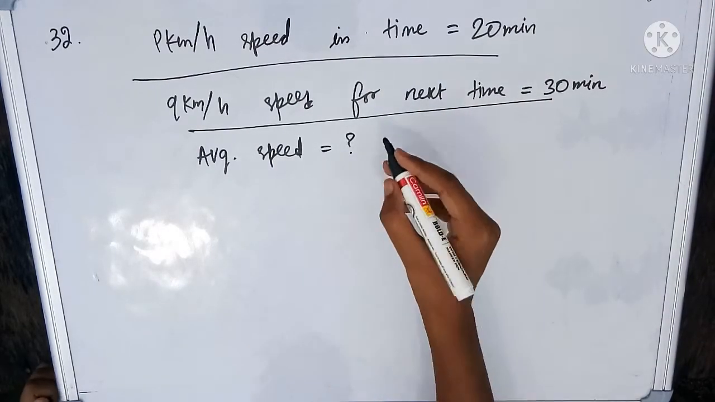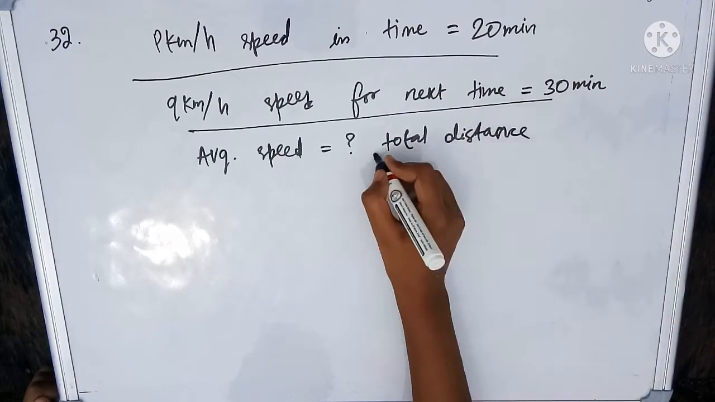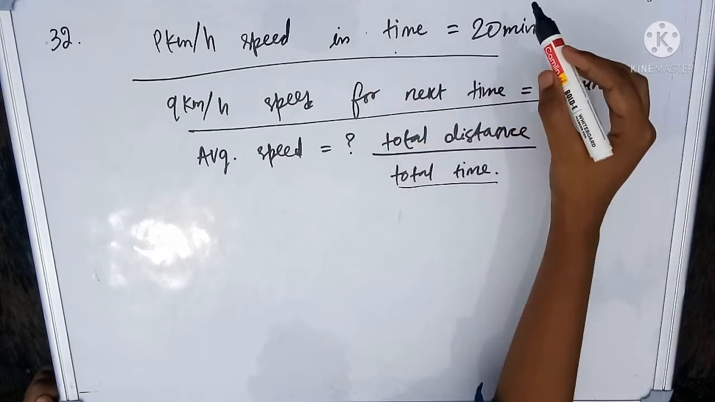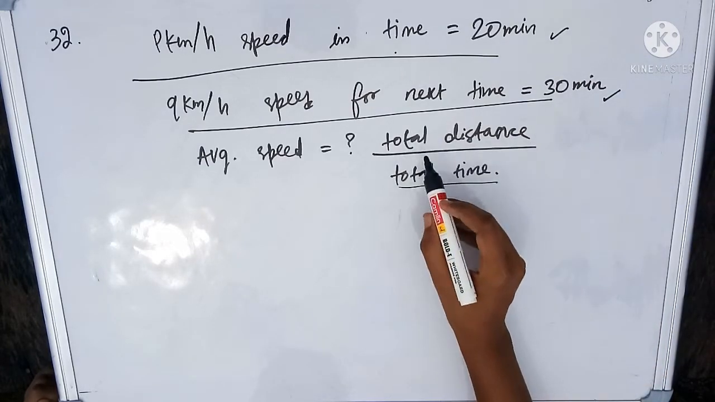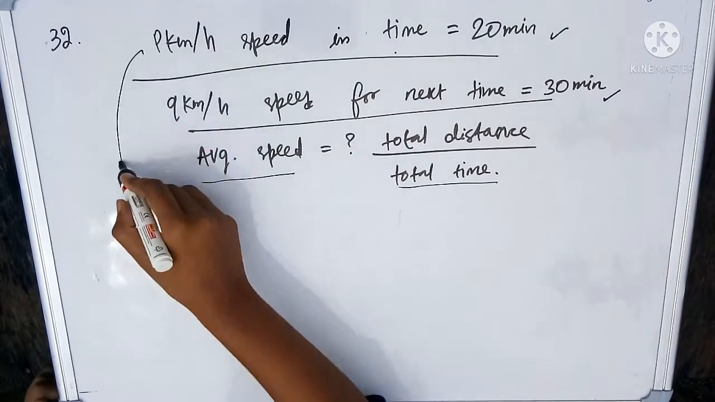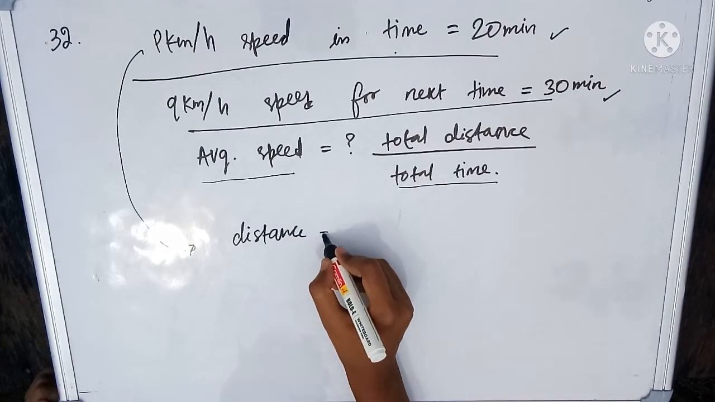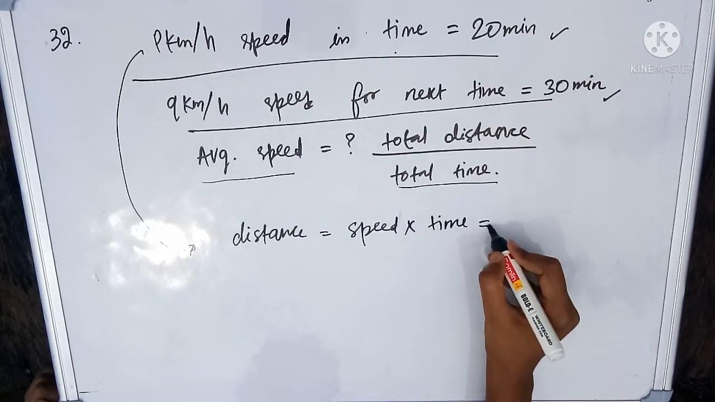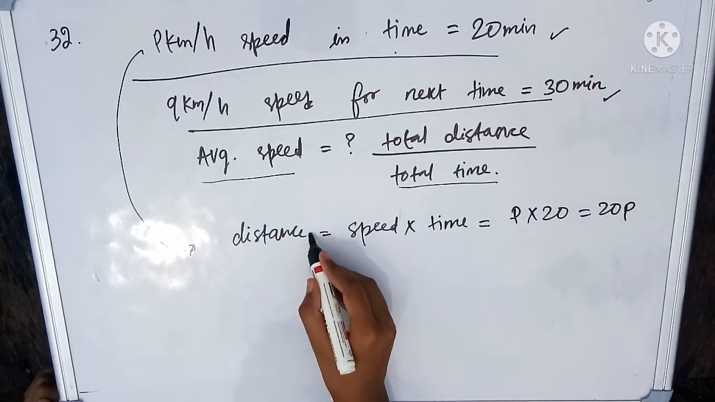So the formula for the average speed is total distance divided by total time. So we have total time, this is the first time and the second time. So first of all we have to find out the distance and then we will calculate the total distance and put it into the formula of average speed to calculate it. So from the first information the distance is equals to speed multiplied by time and is equals to p multiplied by 20 which is 20p. So we can say that this is distance 1.